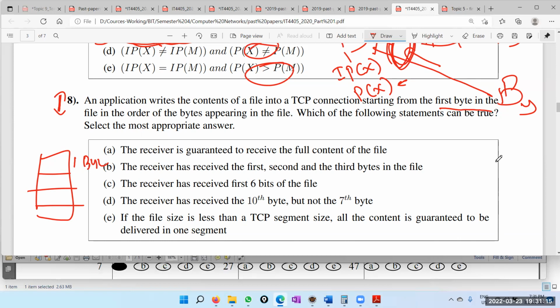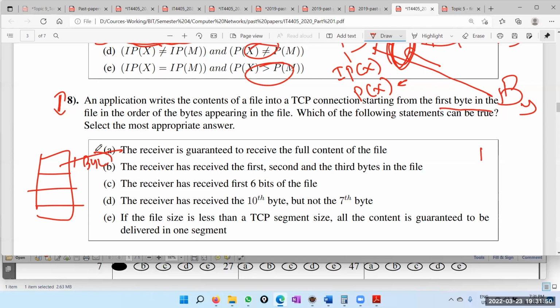That means it has to reach the other side. So the first byte will be sent, then the second byte, third byte, etc. Okay. So now the first byte has been sent. Again, reading: an application writes the content of a file into a TCP connection, starting from the first byte in the file, in order of the bytes appearing in the file. It only says that the first byte has been sent. Which of the following statements can be true? Select the most appropriate answer.